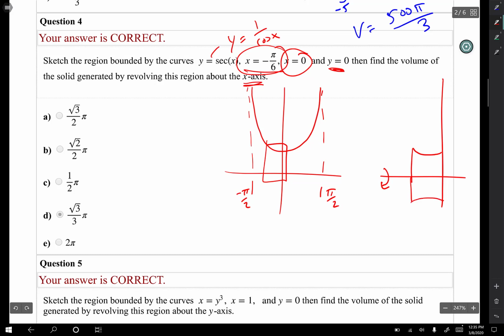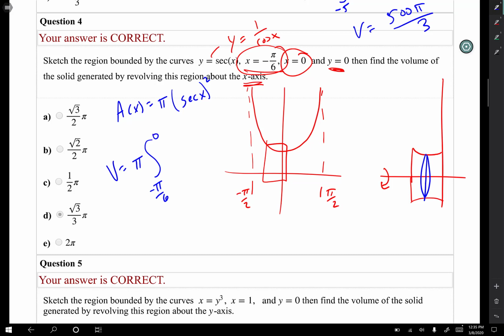So it's going to look like a disk. So A of x is equal to pi times the radius, which is secant x, squared. So my volume is pi integral from negative pi over 6 to 0 of secant squared.